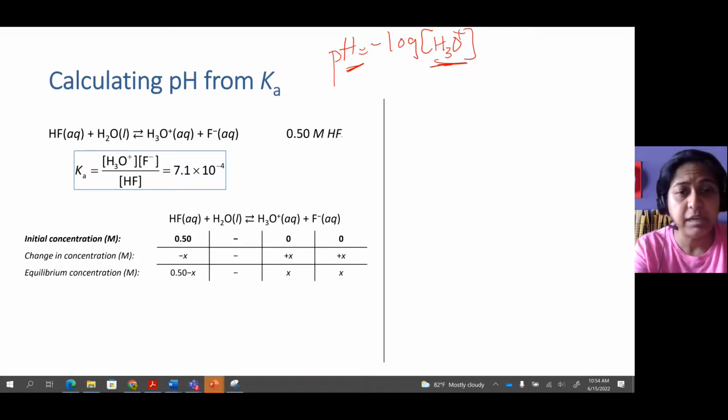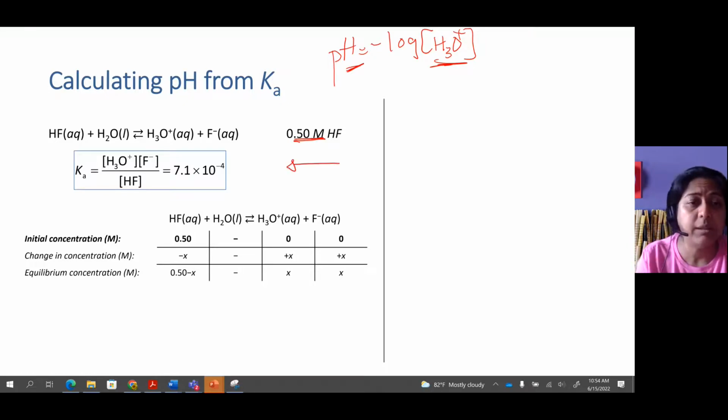We are given HF, which is a weak acid. The initial concentration of the weak acid is given as 0.50. So we write the equilibrium constant expression for the dissociation of the weak acid HF. We have the products in the numerator, so we multiply the concentration of the hydronium ion by the concentration of the fluoride ions, divided by the equilibrium concentration of HF, the weak acid.